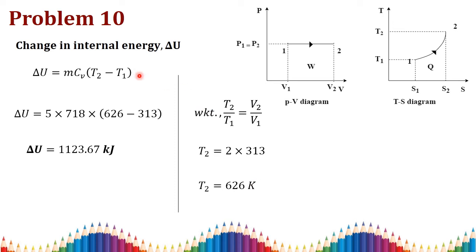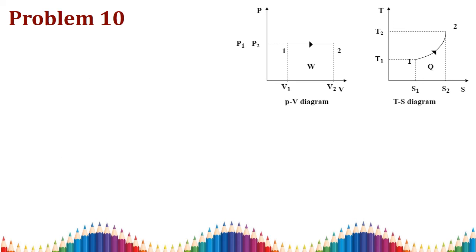Mass is given, Cv for air is a constant, so you just supply that constant value, then T2 and T1. Here I am substituting 718 in terms of joule. Then you get a value of 1123.67 into 10 to the power of 3 joule. That 10 to the power of 3 can be written as kilo. So for my convenience, I am writing delta U is equal to 1123.67 kilojoule.